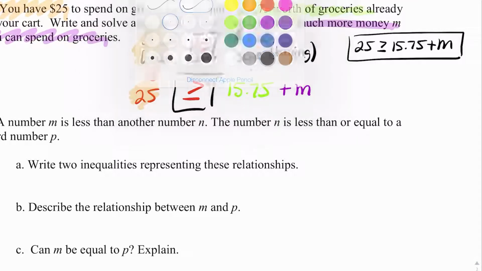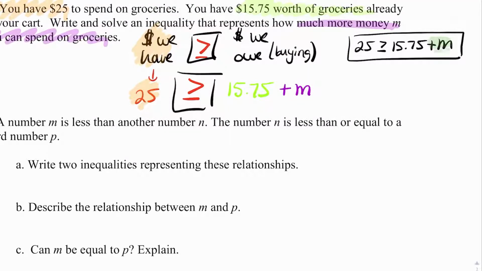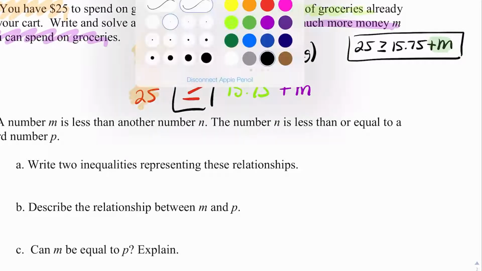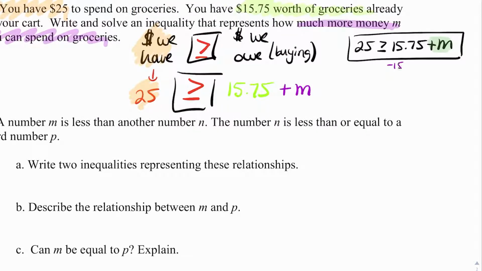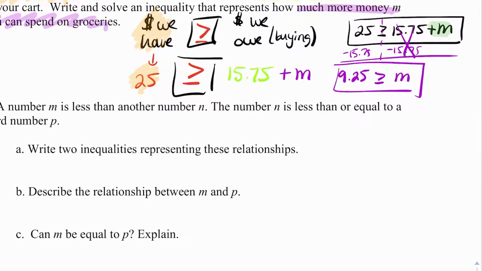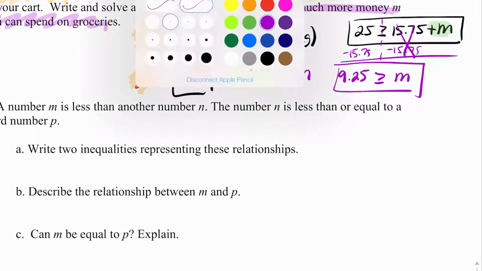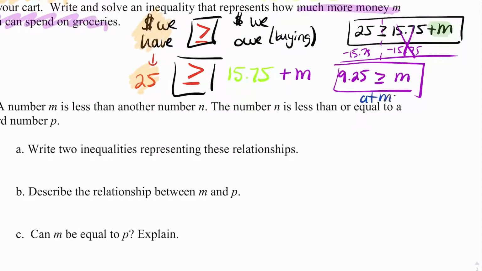And to solve it, we're just going to summarize what we did before, right? I want to get M alone, and I'm able to get rid of the 15.75 by subtracting it from both sides. We learned before that subtracting from both sides does not change the answers. So M is left, and if I take 15.75 away from 25, that'll leave me with $9.25. So in other words, what that means is M is less than or equal to $9.25. So at most, we can spend $9.25 more.